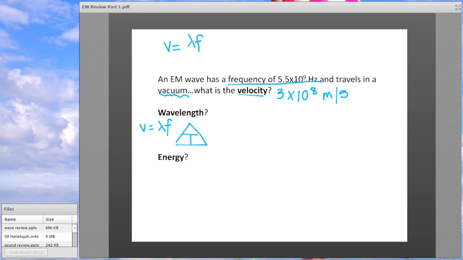And this velocity only works for electromagnetic waves. But anytime they ask you this, it's 3 times 10 to the 8th meters per second. That's your velocity of an electromagnetic wave as long as it's in a vacuum. And I'll go ahead and tell you, every math problem on the electromagnetic test asks for in a vacuum. And so you know that the speed is going to be your 3 times 10 to the 8th.